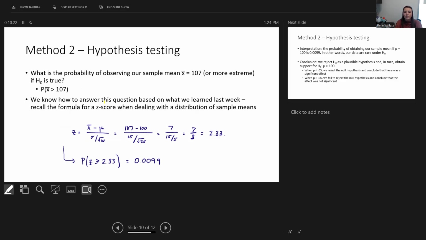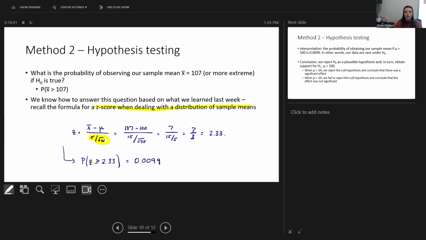We have to compute a z-score. So we can compute a z-score because we have a distribution of sample means. So that formula was here, right? Z is equal to X bar minus mu over standard deviation divided by square root of n, right? This was the standard error. So when you compute those numbers out, you get 2.33.